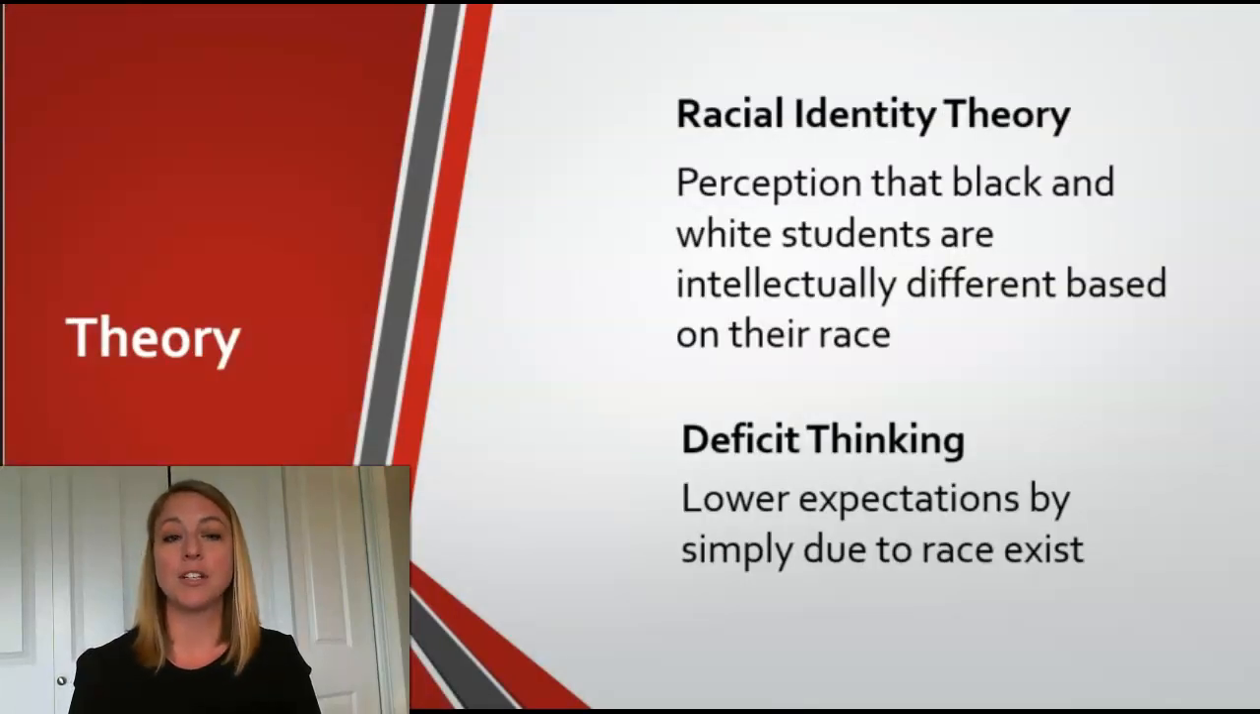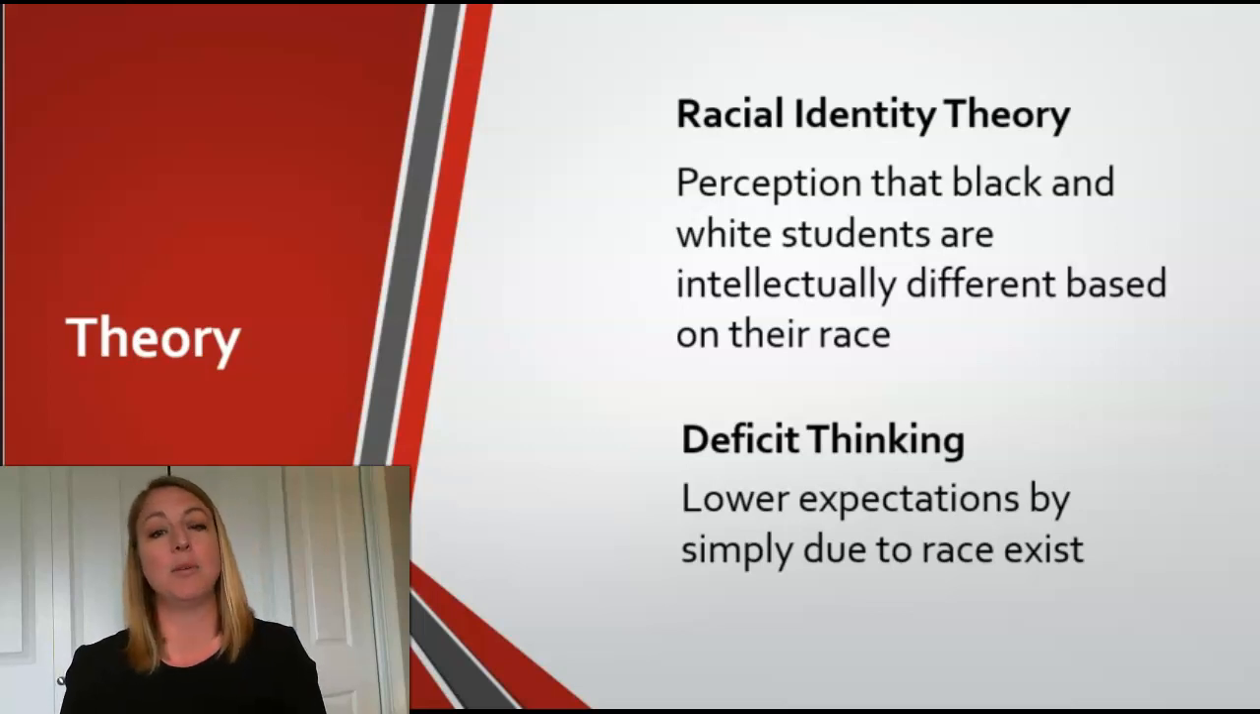There were 2 primary theories that were identified throughout the literature. The first is racial identity theory. In this theory, the perception exists that black and white students are intellectually different simply based on their race. This perception is a belief that can be deeply rooted in peer groups.